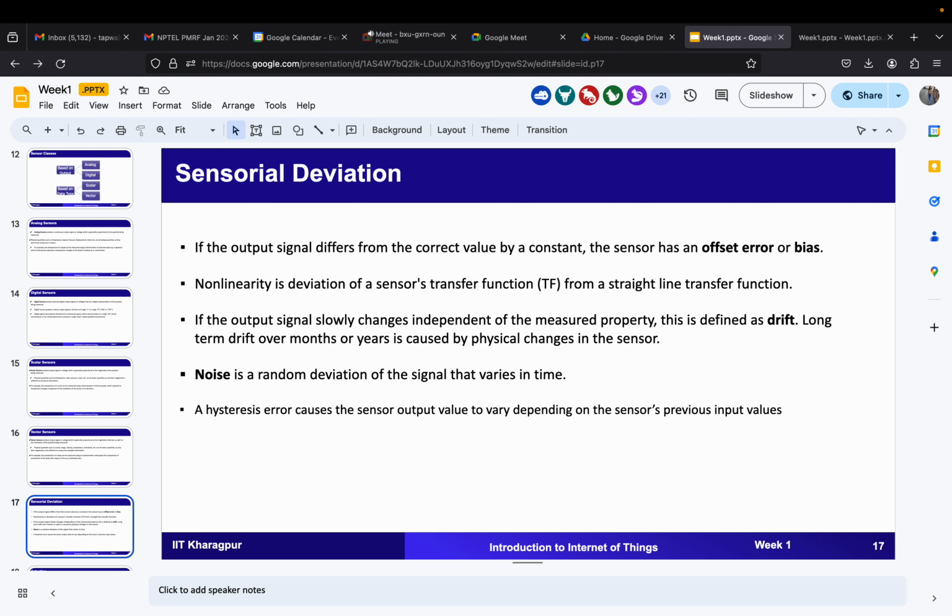Then noise is a random deviation in the signal that varies in time. Because of some environmental factor or some problem, your sensor is not producing the exact output, so that is called noise. Then hysteresis error causes the sensor output value to vary depending on the sensor's previous input.